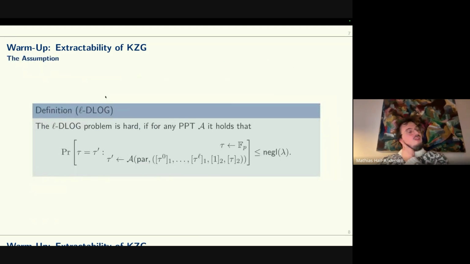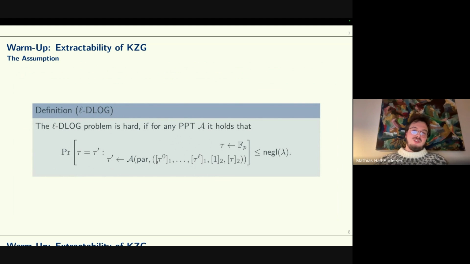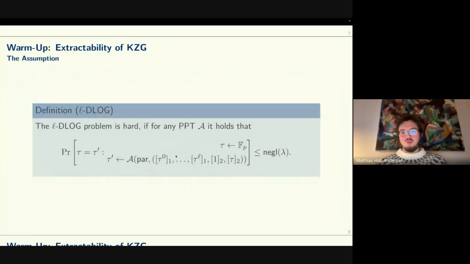So we're also going to need some sort of cryptographic assumption, because this kind of adversary could exist even in groups where this is trivial, right? Where computing discrete log is not hard. It's like, I don't know, the integers under addition or something like this, right? Then you can still have an algebraic adversary, but there's no crypto to break.